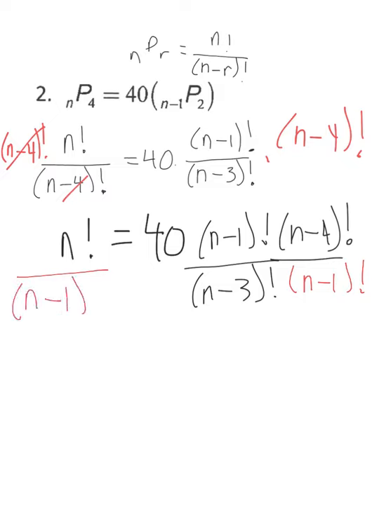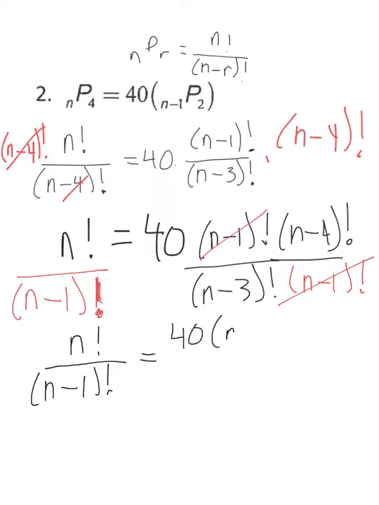Note, this is just solving. I know this may be a little uncomfortable for you, given this factorial notation is something a little different than what you're used to seeing, but essentially we are just solving an equation. So now we have n factorial over n minus 1 factorial equals 40 in the numerator, with n minus 4 factorial, all divided by n minus 3 factorial.